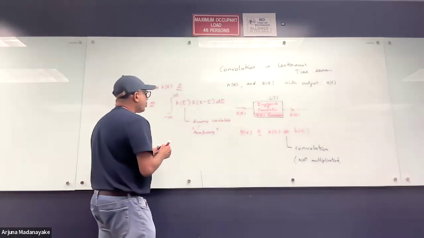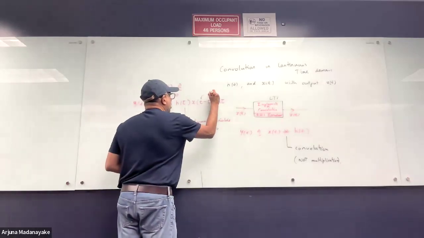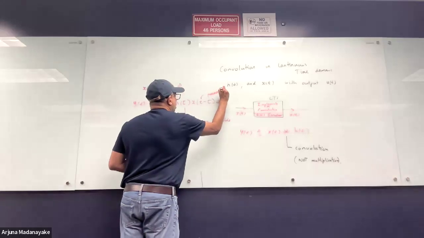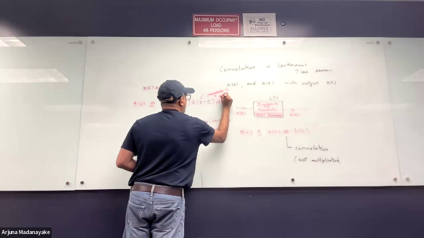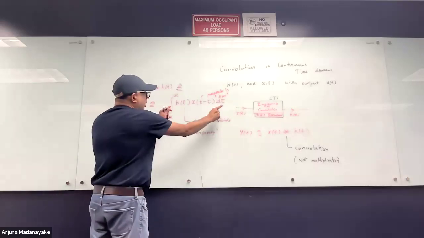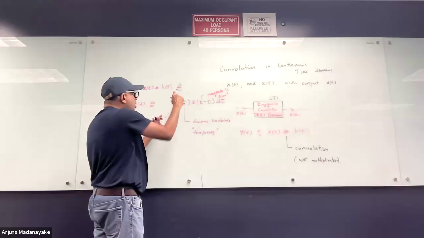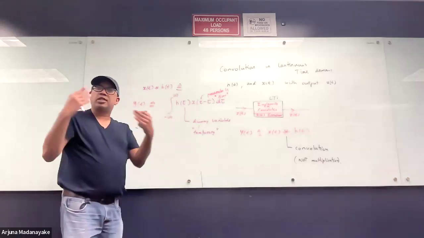When you evaluate the integral, this is a parameter, right? This is a parameter. Parameter is time. So when you integrate along tau and apply the limits, out pops a function which is a function of time.